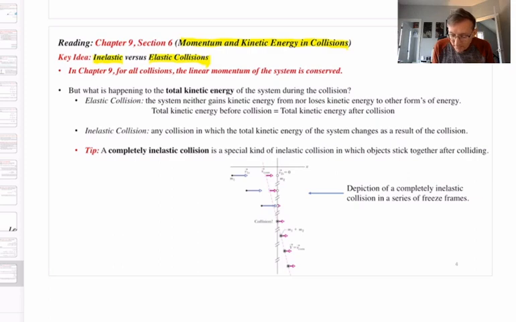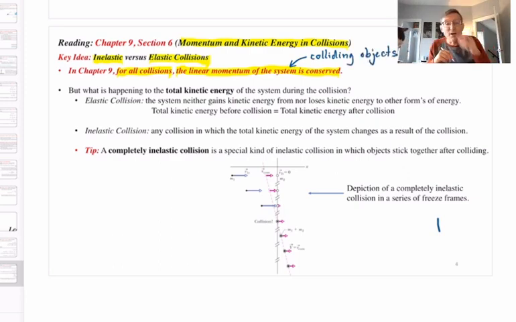Anytime we have a collision, for all collisions, the linear momentum of the system is conserved. And by the system, we mean the things that collide. The system consists of the colliding objects. Now, it is valid for you to want to pause and think about that a little bit. I talked about how to recognize when linear momentum of a system is conserved, and I want you to be able to answer the question: what's the condition for the linear momentum of a system to be conserved? I want you to say, the net external force on the system equals 0.